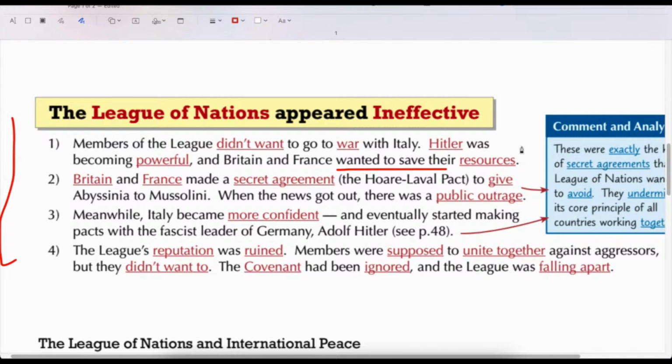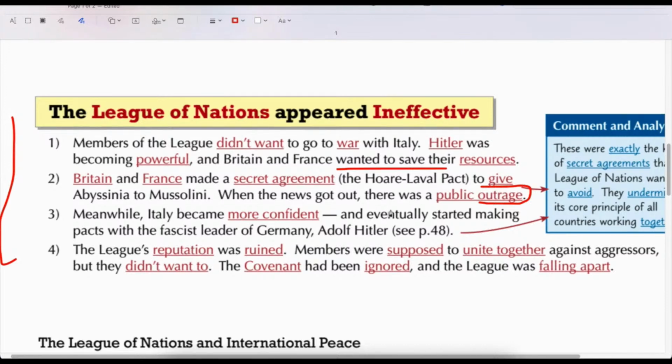And when the news got out, there was a public outrage. Outrage. They became very, very angry, the public. Of course, people wouldn't accept that, right? Do you agree with that? That a stronger country receives permission from the most powerful countries in the League of Nations to invade a weaker one? That makes no sense, right? That makes no sense at all. But this happened.